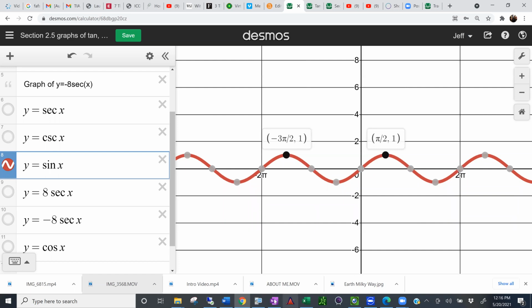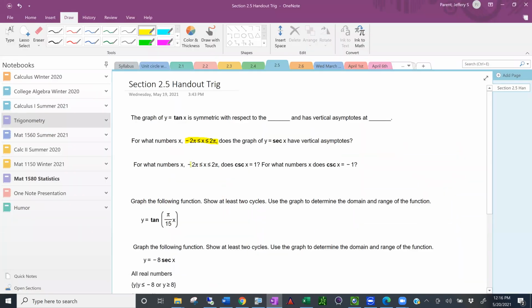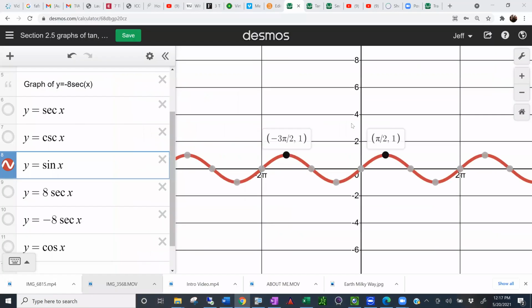And that's it. You're just looking in the interval negative 2 pi to 2 pi. So there's going to be 2 places. Where does it equal negative 1? Well, there's going to be another 2 places. And it's going to equal negative 1 where the sine is equal to negative 1. So let's take a look at the sine graph. Where does the sine equal negative 1? Down here and down here.